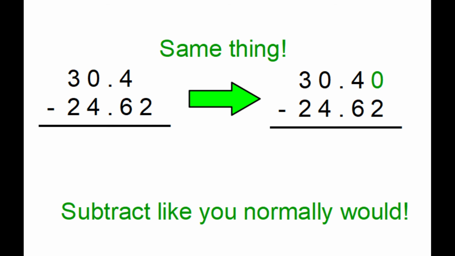30.4 has fewer digits than 24.62, but that's not actually a problem. When you line them up, if there are any places to the ends that have nothing in them, simply fill them with a 0. Because 30.4 is the exact same thing as 30.40. It's still 30 and 4/10. The 0 just holds that space so that you can carry out your subtraction just like you normally would. So if you see any problems like that where it looks like you don't have enough digits, just fill that end space with zeros and then continue your work.